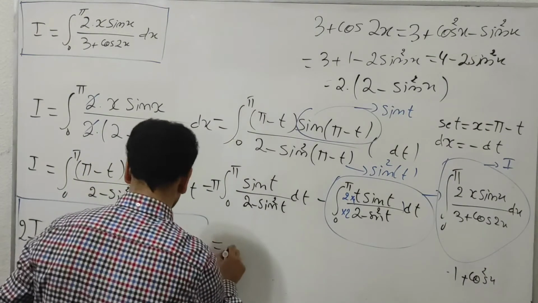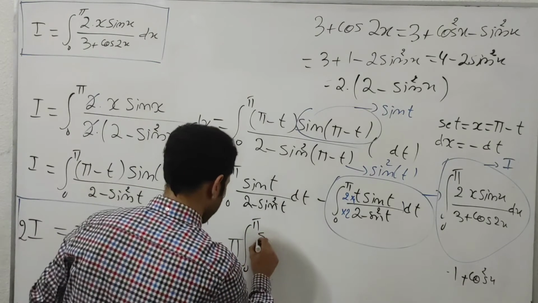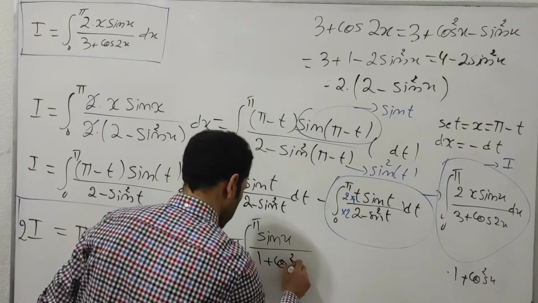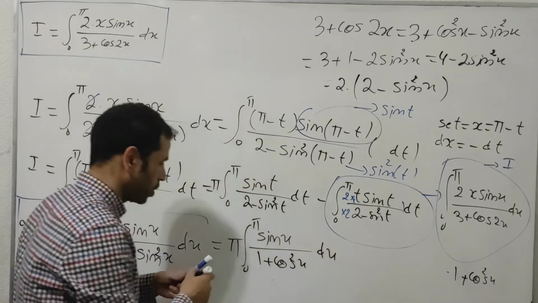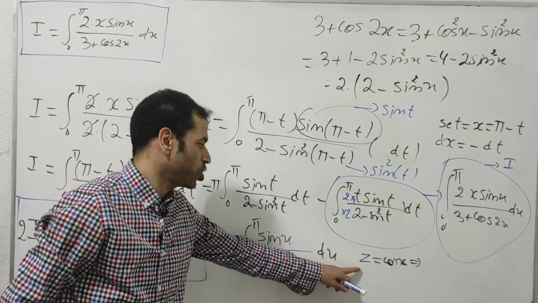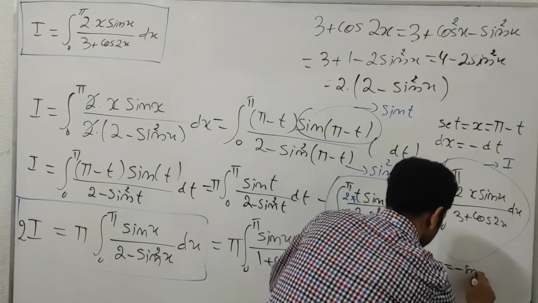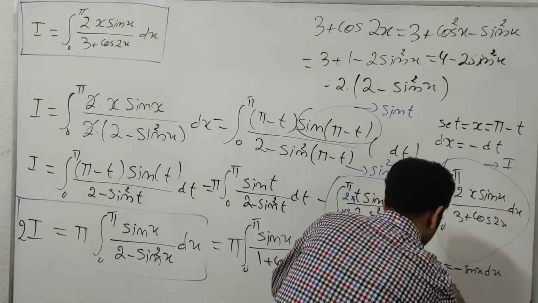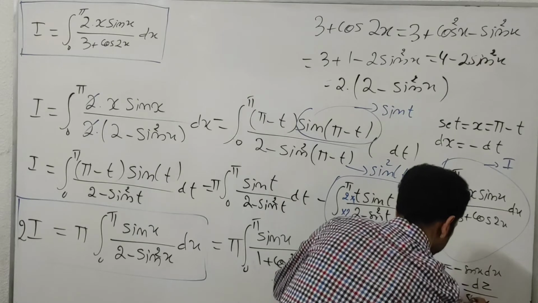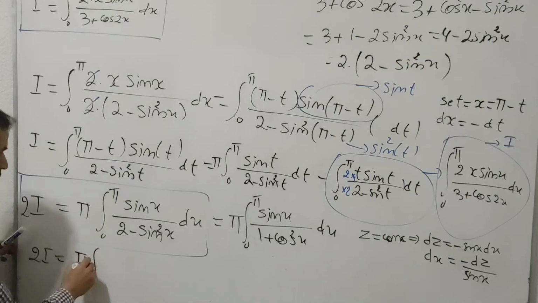I'm going to take this value and insert it into the denominator. I integral equals pi from 0 to pi, sine x divided by 1 plus cosine square x dx. By putting z equals cosine x as a new substitution, by differentiating this one, I will have dz equals minus sine x dx. So dx equals minus dz divided by sine x. Now we have 2I equals pi multiplied.